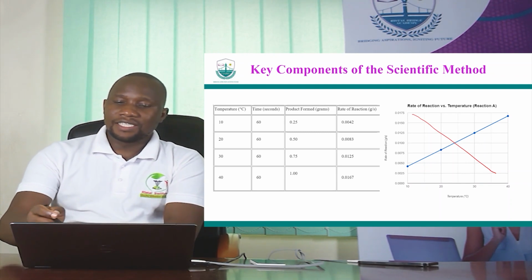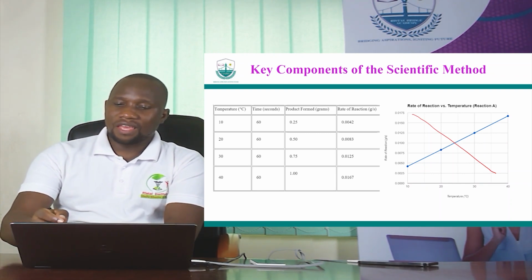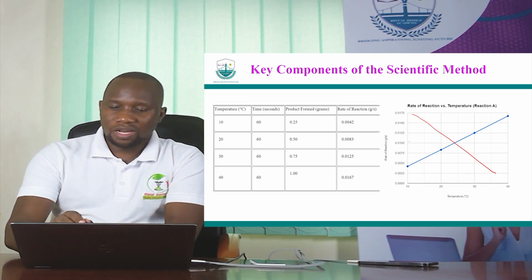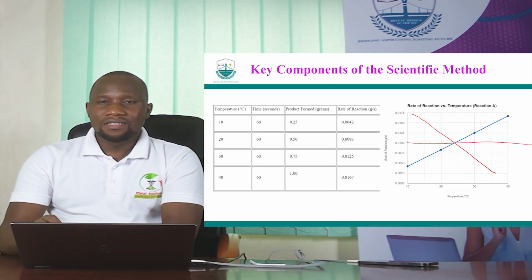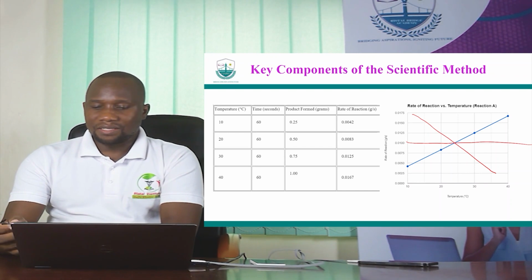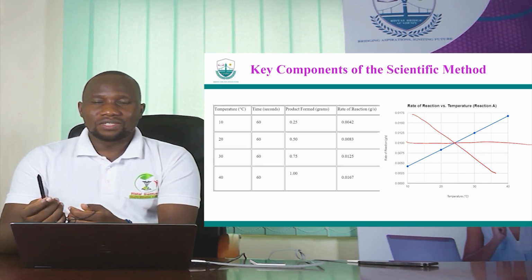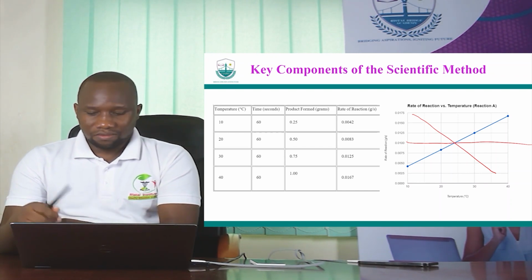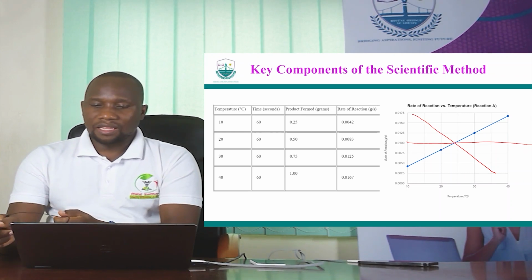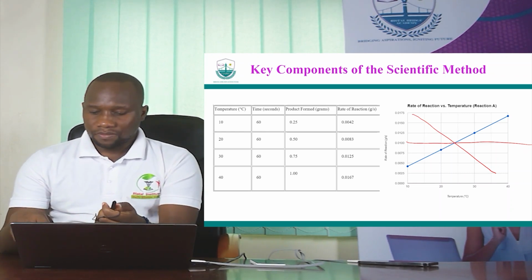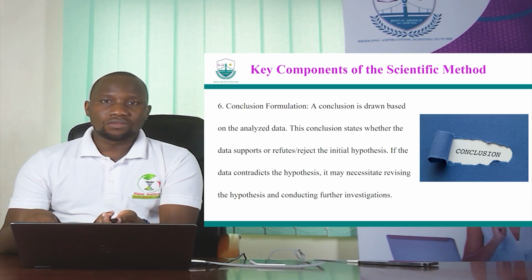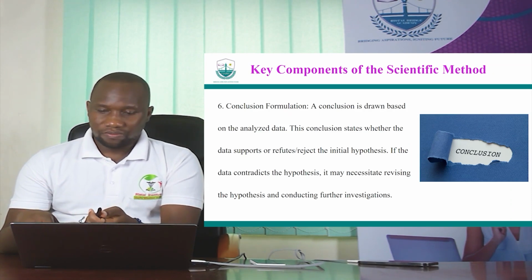So these lines here give you a conclusion. You can also have a line that is like this. It's to basically say that the decrease in temperature does not affect the rate of reaction, if you have a horizontal one. So you make a conclusion. Your data will tell you that conclusion.